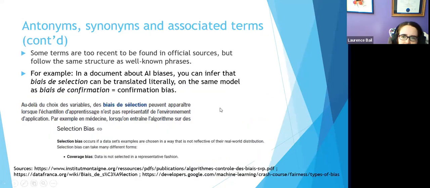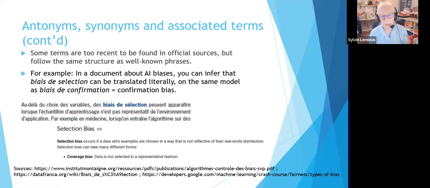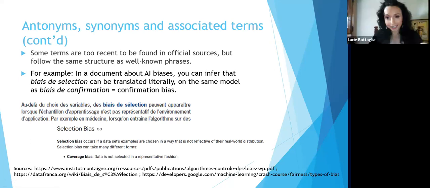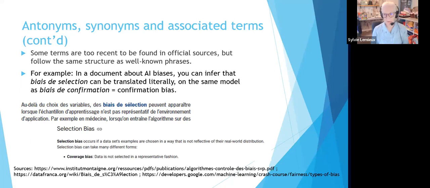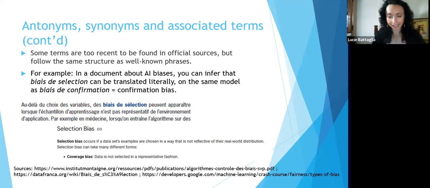I see you have used Data Franca. Data Franca is a fascinating source. It's a bilingual AI glossary, and it's quite complete. Canadian, Quebec. Yes, Montreal based, I think. Yes. So you're going to see the link in the presentation, which will be shared with you after the presentation.